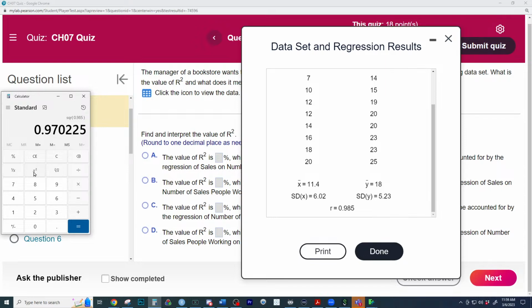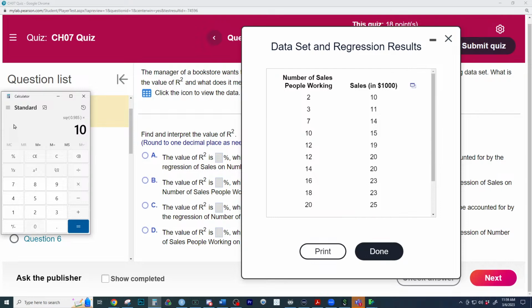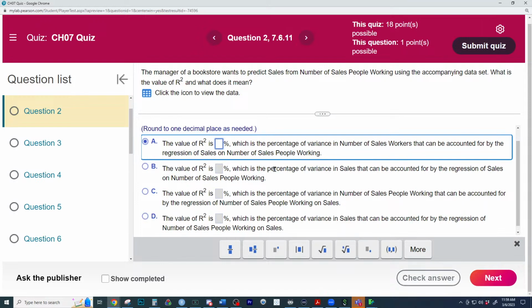And that is going to be the percent of variation in our sales explained by the amount of people we have working. So remember, R squared is 97% of the variation in our sales is explained by the variation in people working. Usually you take R squared and multiply it by 100 to turn it into a percentage. So it's right at 97%. I don't think there's any decimals, so it is 97.